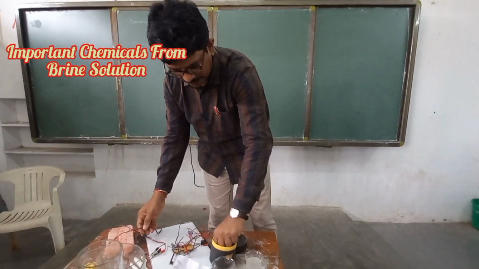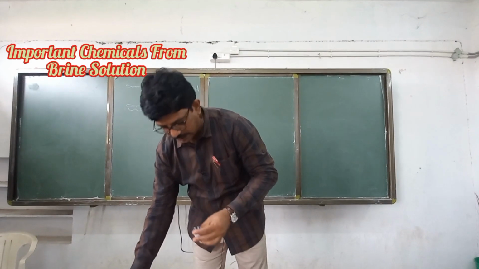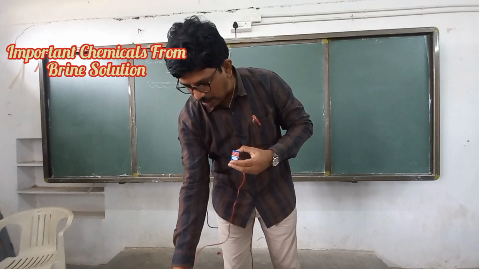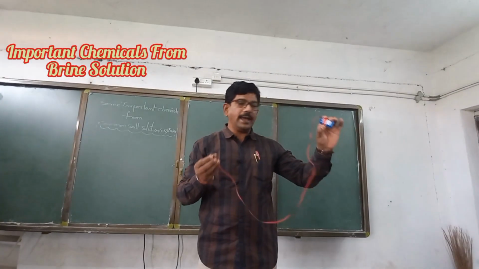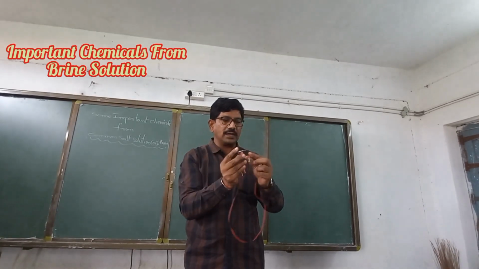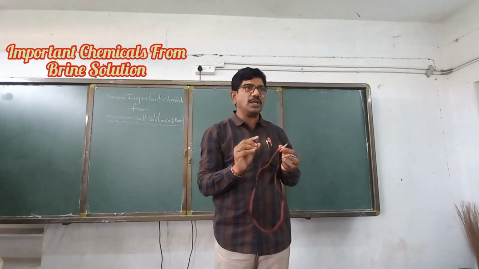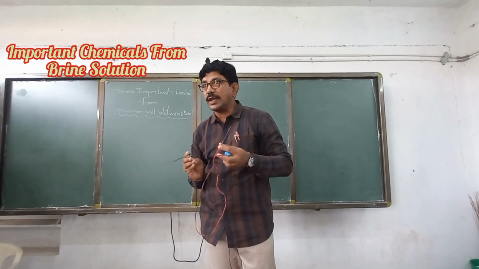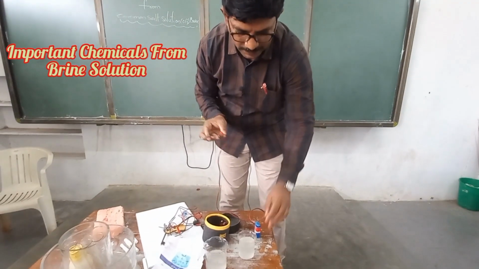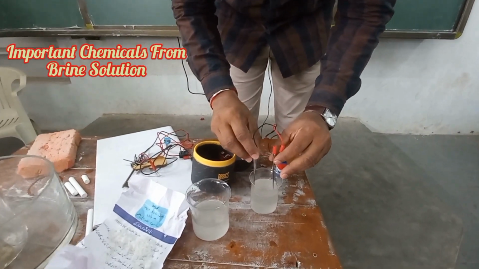And the next one is this 5 volts battery. I connected the two graphite rods to the 5 volts battery. The graphite rod connected to the positive terminal is known as the anode, and the one connected to the negative terminal of the battery is known as the cathode. Now I am passing the electricity through the brine solution. Observe the changes that are taking place.